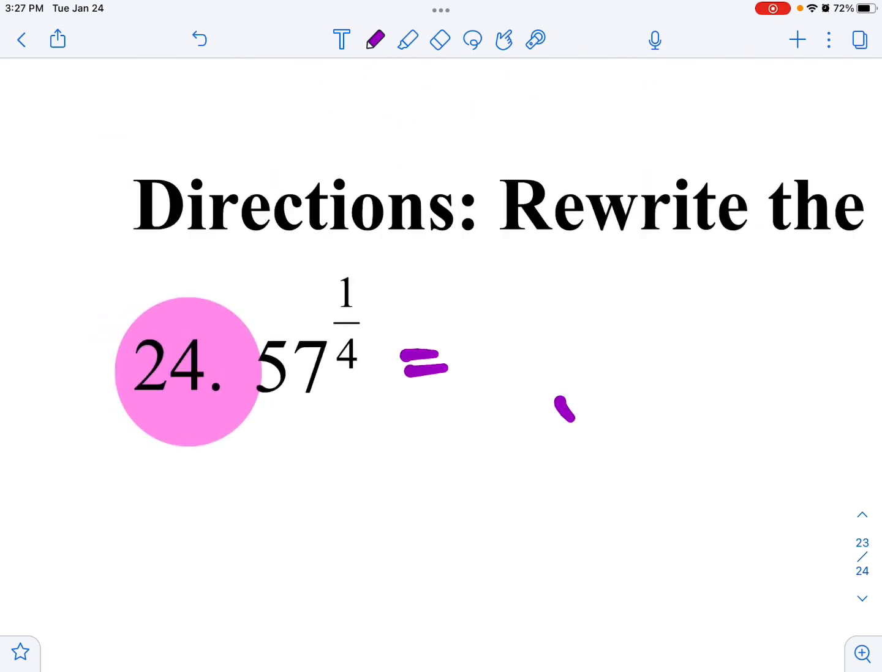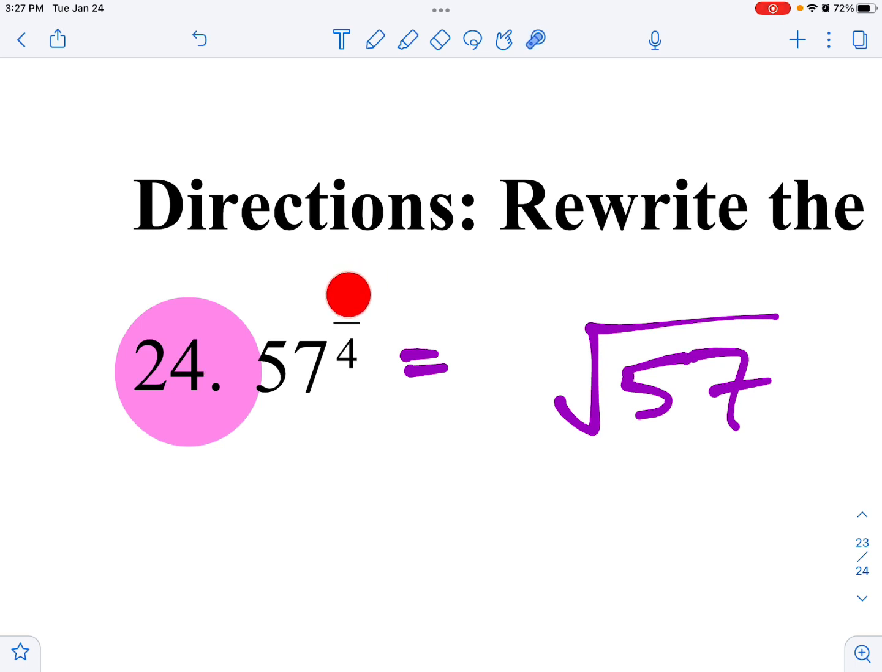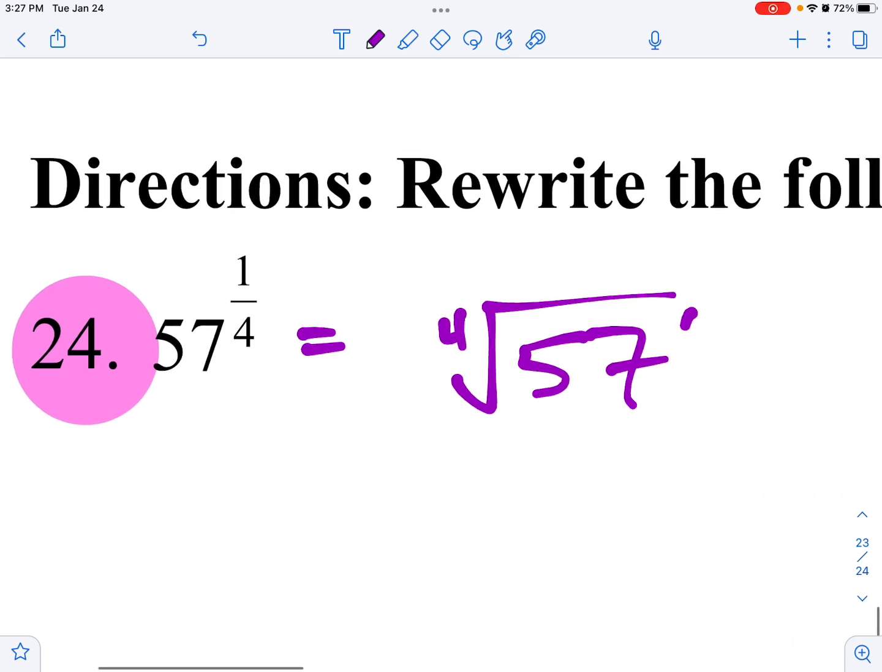Remember, if it's in a fraction exponent, you can rewrite it as a radical. The whole big number here is 57. And remember where the top number goes, 57 to the 1st. The bottom number goes here in the front of the radical. And as you know, you don't really need this 1 right here. You can put it there if it helps you, but it doesn't have to be in your answer.